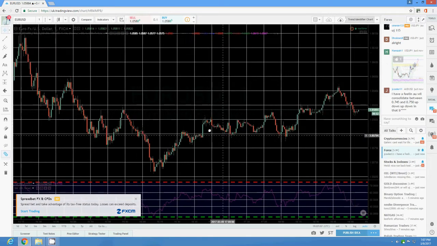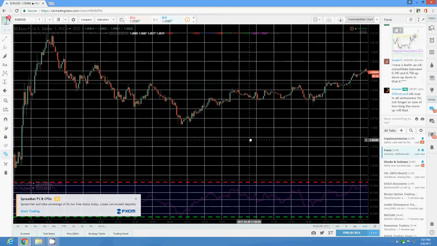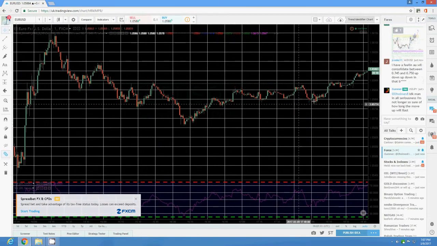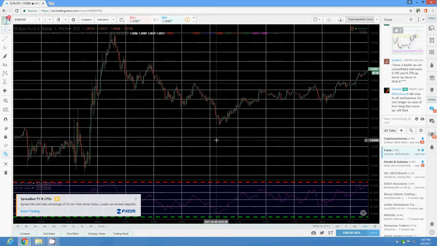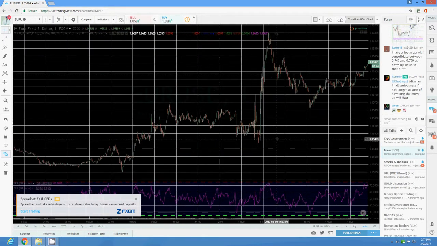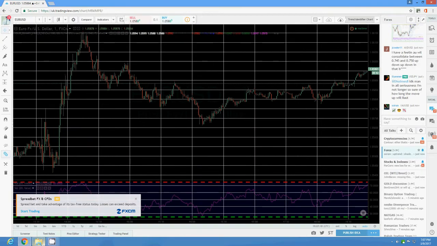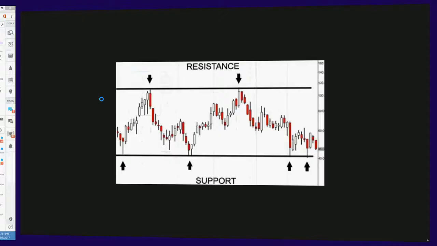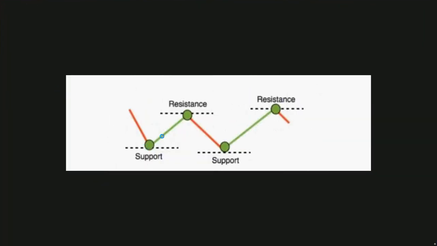Yeah, and now we're gonna begin with what support and resistance is. Cool. So support and resistance basically means when the market goes down to a certain point, it will certainly go up after. If it goes up to a certain point, it will certainly go down after. Support is the bottom bit, resistance is the top bit.